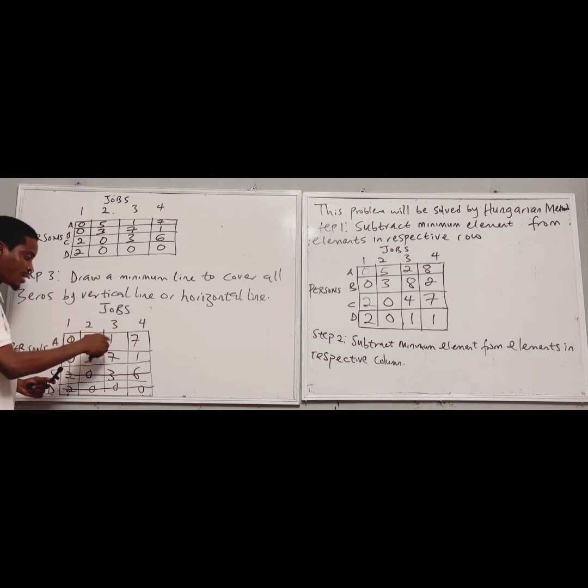But the lines that I drew to cover all the zeros are not up to 4, and our order of matrix is 4. So it's not 4 by 4. So I have to make it 4.